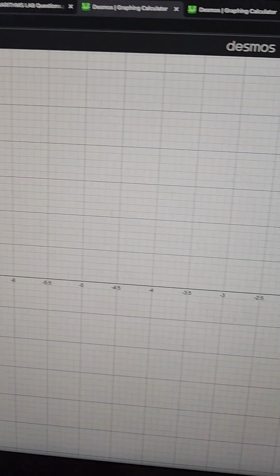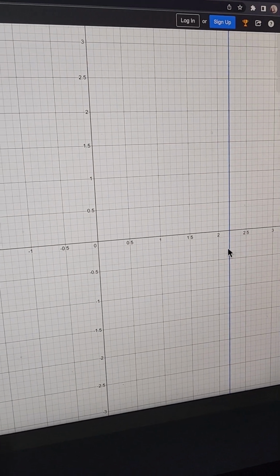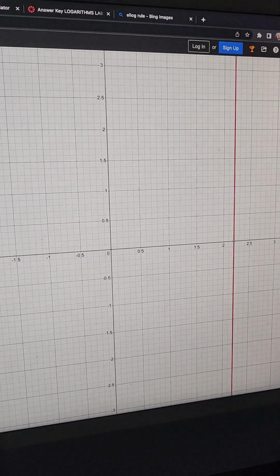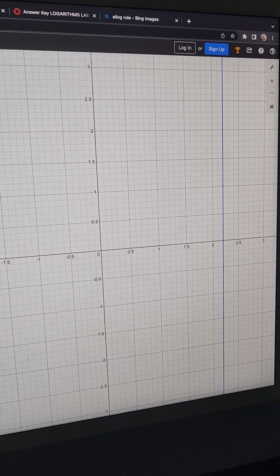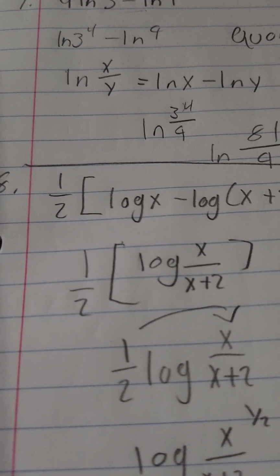Red, you get rid of it, it's still there. So that's how you know it's correct. And then number 8.